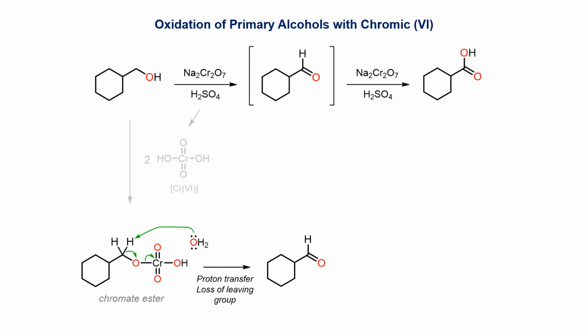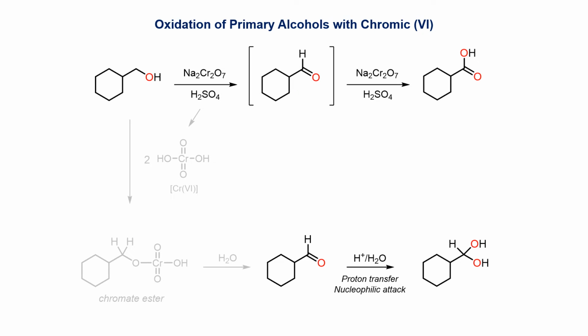The chromium is so electron poor that even a base as weak as water is able to deprotonate at the alpha carbon. This results in a pi bond being formed and the chromium breaking off as a leaving group. The electron-poor chromium has now absorbed a pair of electrons and been reduced to the more stable chromium IV.